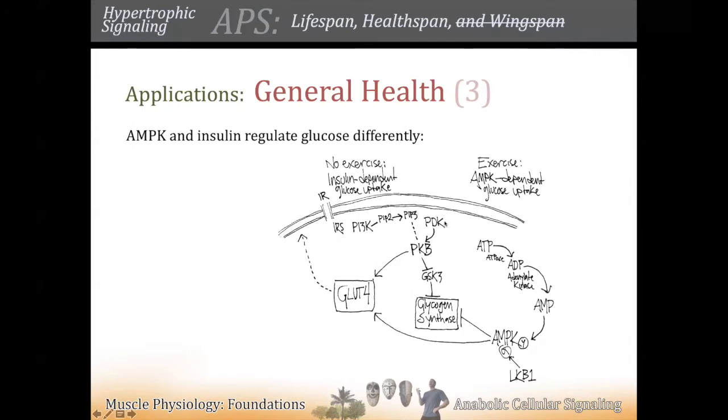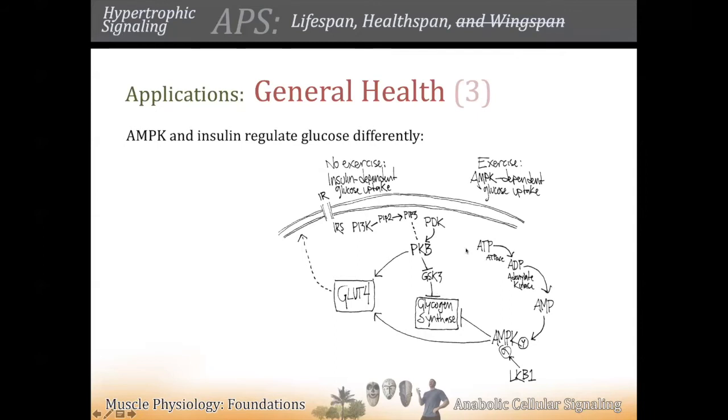That allows PDK to activate PKB. PKB is mobilizing GLUT4, translocating GLUT4, right? So we can call in sugar, but it's also turning on glycogen synthase, right? Turning off the thing that's turning it off. So with no exercise, you eat carbs, you get insulin, and insulin mobilizes GLUT4 and turns on glycogen synthase.